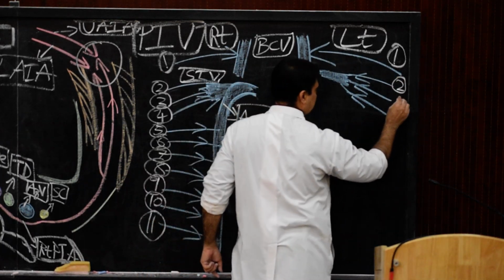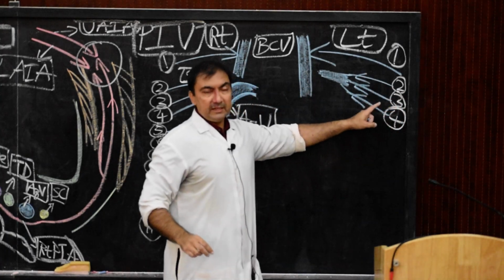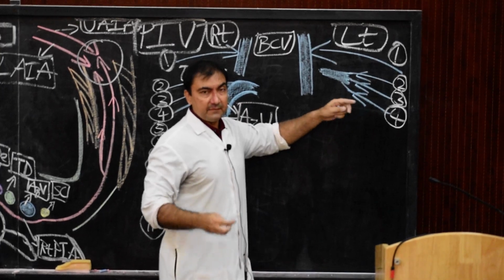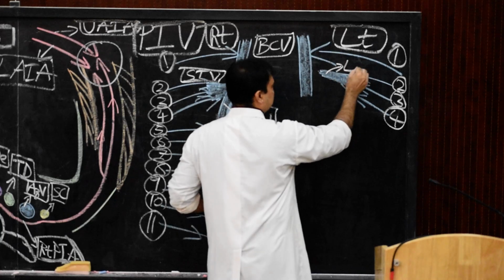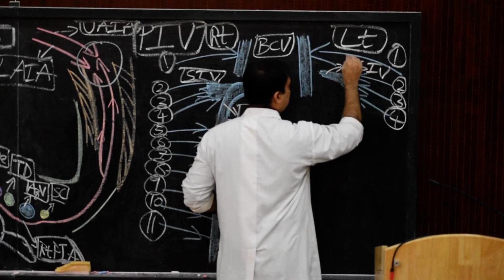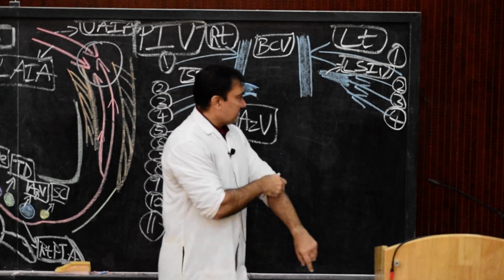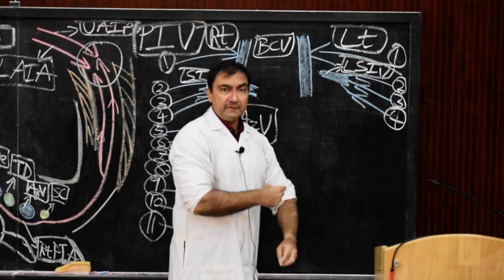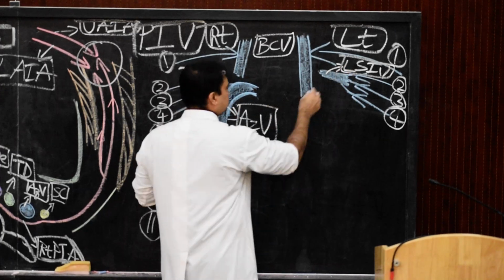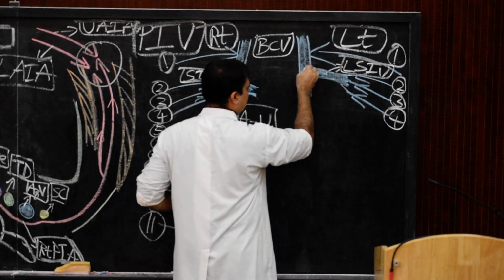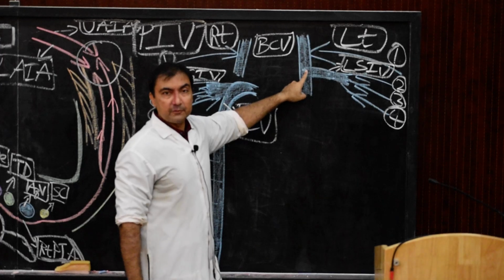So here I am mentioning second, third and fourth, left side. The second, third and fourth left posterior intercostal veins join and form the left superior intercostal vein. So here this is the left superior intercostal vein. Once again I repeat, it will drain into the left brachiocephalic vein.